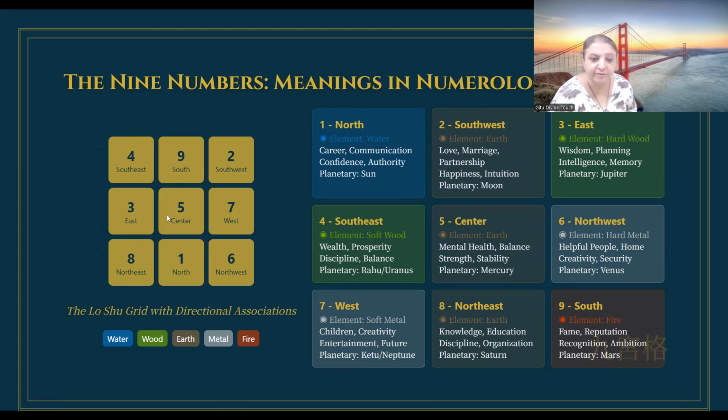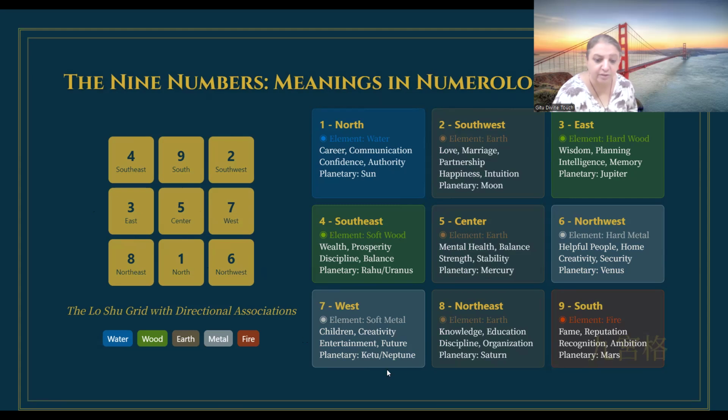5 is the center, a very, very important number in the Loshu grid. Element is earth, and it stands for mental health, balance, strength, stability. Planet is Mercury. 6 is northwest. Element is hard metal, and it stands for helpful people, home, creativity, security. Planet is Venus.